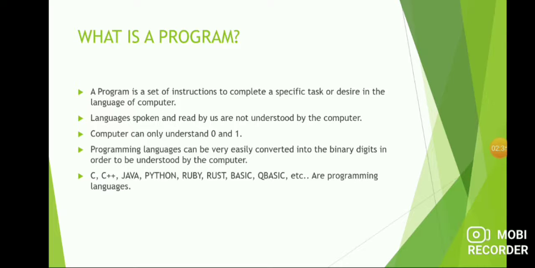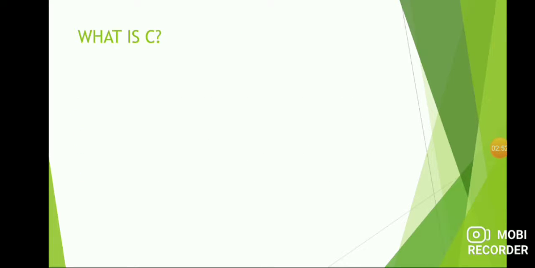Now many of you would have a doubt: how does the computer understand programming languages, because they are also not written in 0 and 1, they are written in English alphabets? Actually, after writing a program, a process takes place in which they are converted back into 0 and 1.